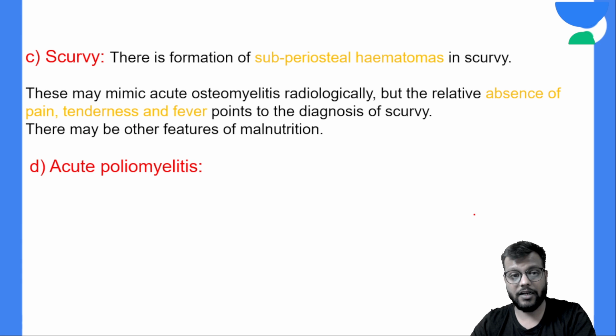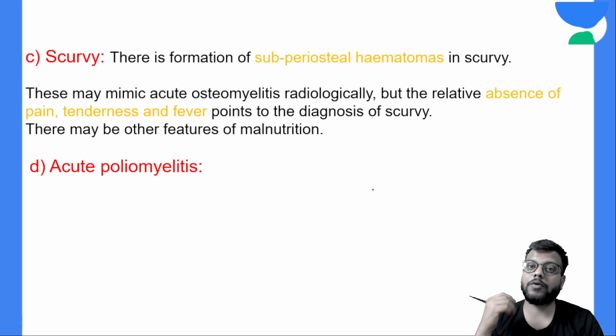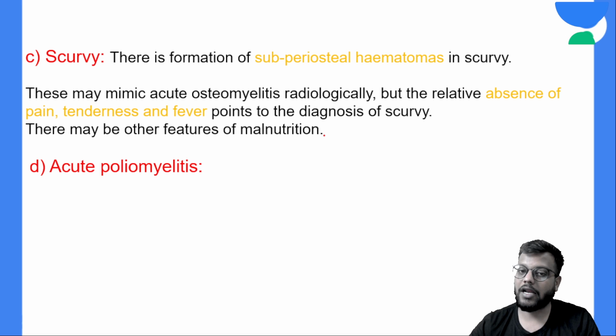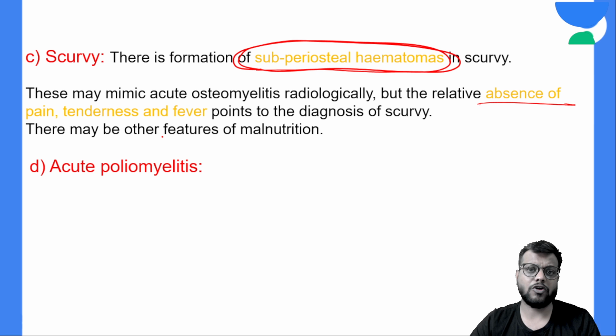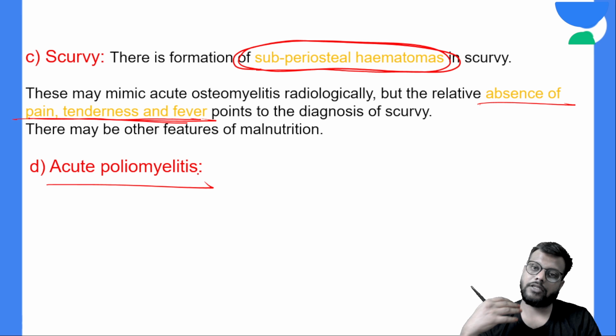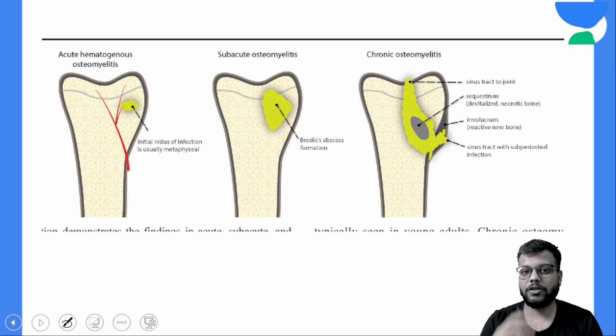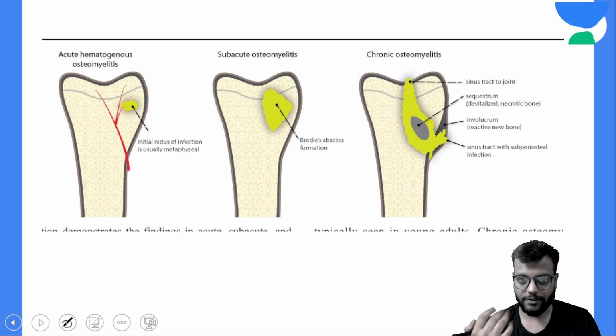Now in scurvy you sometimes get confused with this, because in scurvy you have subperiosteal hemorrhages which sometimes look like the subperiosteal new bone formation. So there will be a subperiosteal hematoma, but obviously there will be an absence of the clinical signs of acute inflammation. And in acute poliomyelitis, the neurological and the muscle weakness, you can differentiate it very easily.